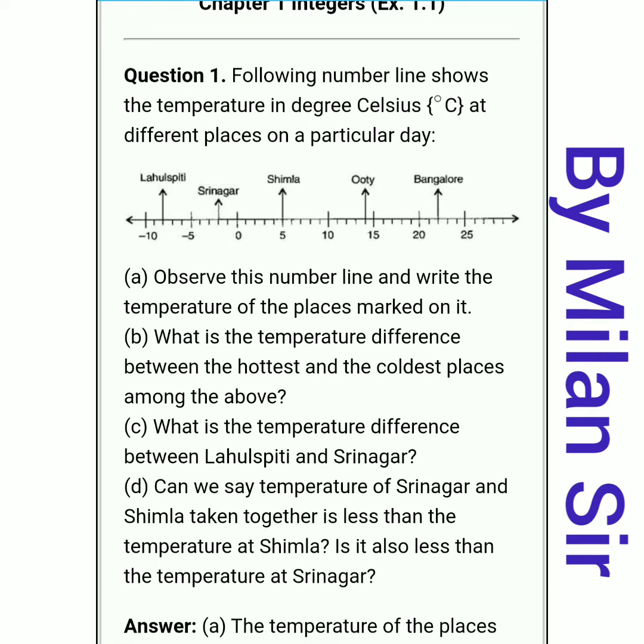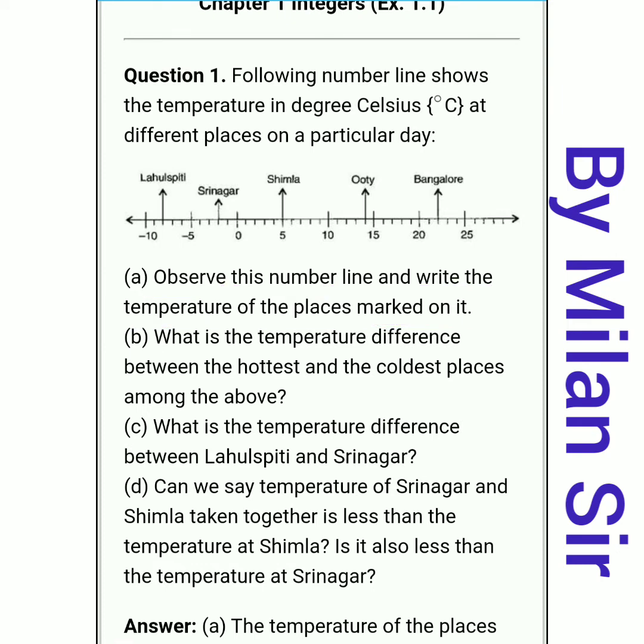In this video I will explain exercise 1.1. Let's start with question number 1. First of all, read this question. The following number line shows the temperature in degrees Celsius at different places on a particular day. The first question is: observe this number line and write the temperature of the places marked on it.